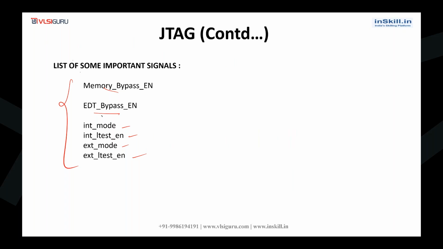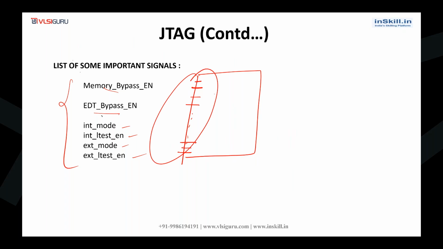Now, if all these signals are to be controlled from the top level, which means you allocate a top level port to control memory bypass enable, one top level port to control EDT bypass enable, one top level port for int mode, X mode, and so on, then what will happen? The number of top level ports will increase drastically.